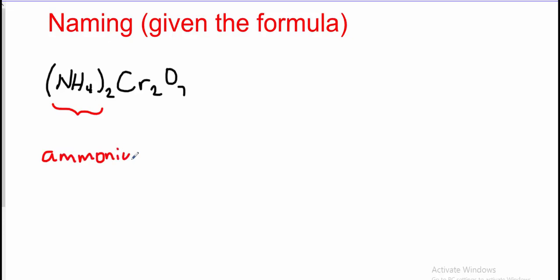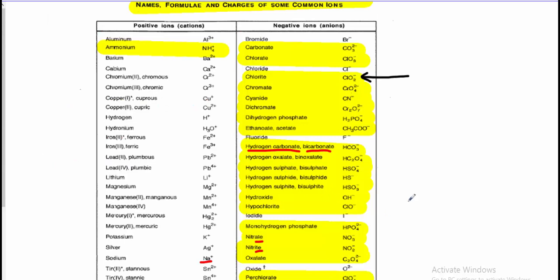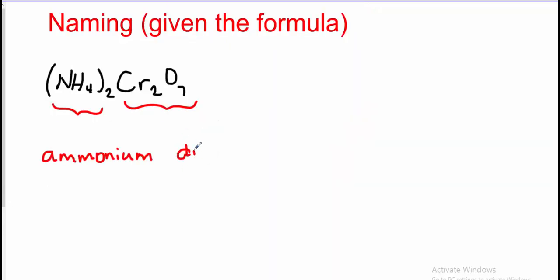Okay, the next polyatomic ion that I need to look up is this second cluster of elements, Cr2O7, and I'm looking that up on my chart, not on my periodic table. Cr2O7, and there it is right there, and its name is dichromate. And I'm done. Kind of a scary looking compound, pretty simple name to figure out. So ammonium dichromate. Let's do another one.